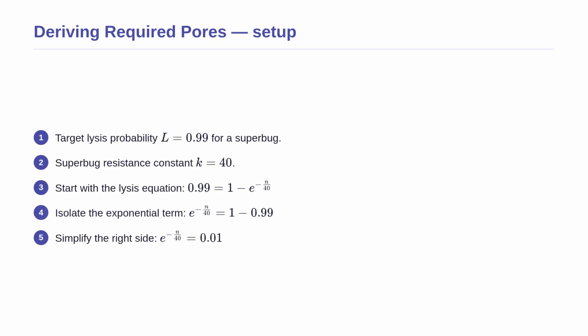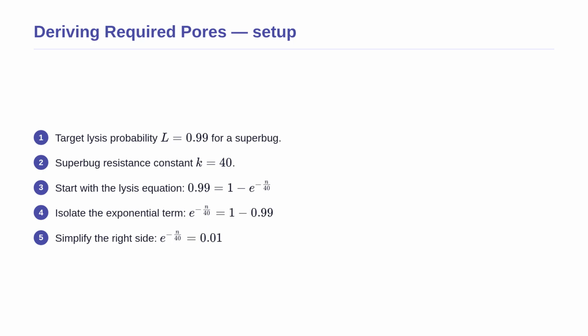So we have successfully used the formula to find the probability of lysis. This brings us to a more complex scenario for a medical researcher. Imagine you are developing a treatment against a highly resistant superbug with a resistance constant of 40. You need to guarantee a 99% kill rate.